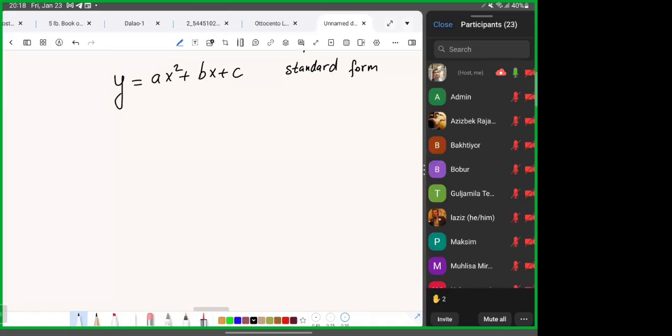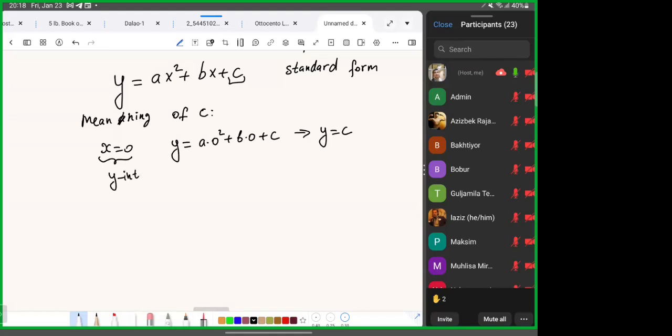Now let's think about this one. What is the meaning of c? When x equals 0, your parabola becomes a times 0 squared plus b times 0 plus c. So the y coordinate will be c. When x is 0, it means the y-intercept. So this c means the y-intercept of your parabola. So c is the y-coordinate of the y-intercept. It is the value of c, guys.